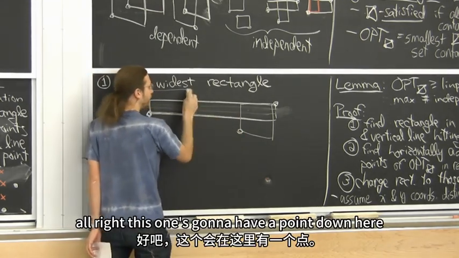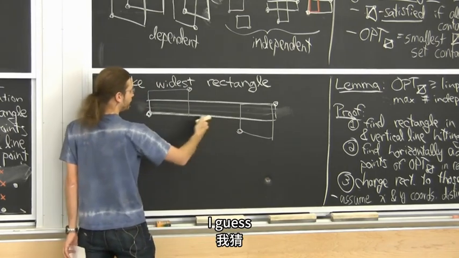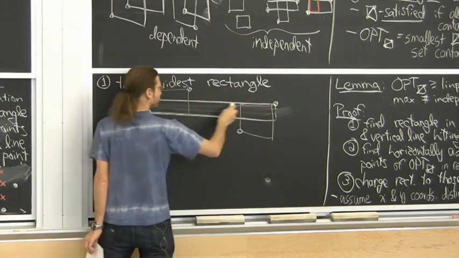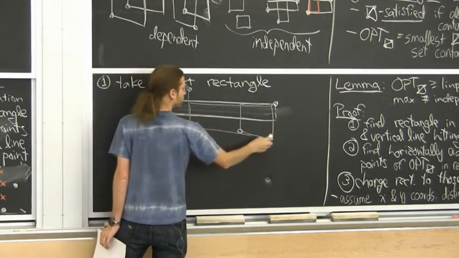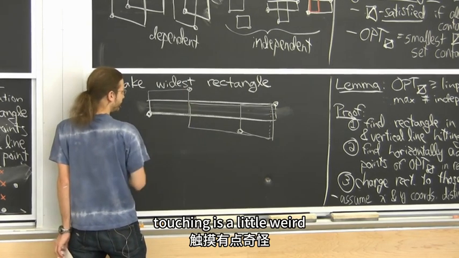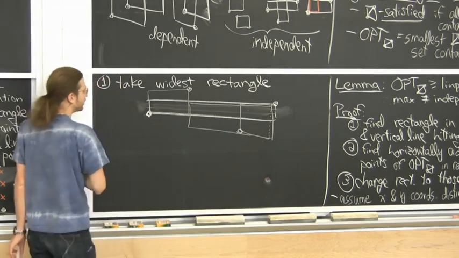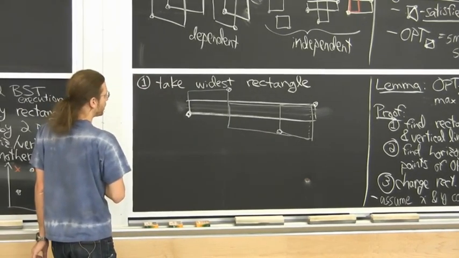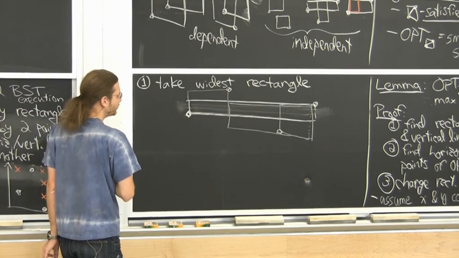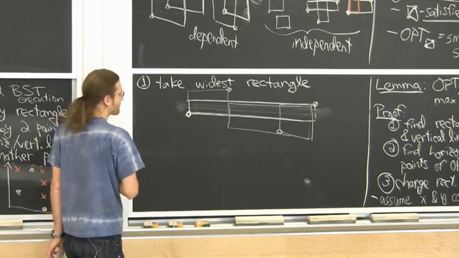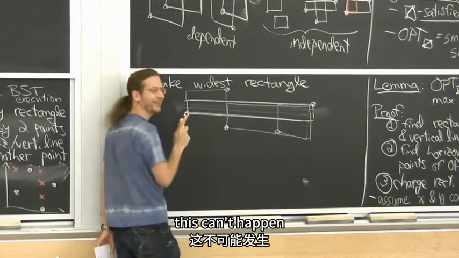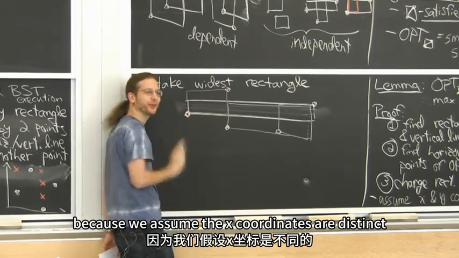Right, this one's going to have a point down here. This one's going to have a point here. I guess, yeah, let's see. How would it go if they were touching? We'd have a corner. Touching is a little weird. I see. Good. This can't happen because we assume the x coordinates are distinct.